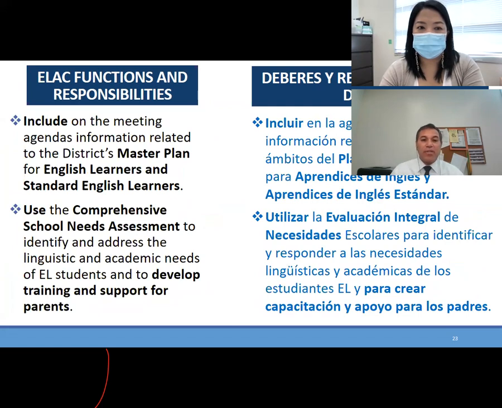On our agenda, we always talk about the master plan. We talk about English learners. We also do at some point a comprehensive needs assessment to make sure that we are meeting the needs of our EL students, and also to develop training and support for parents. Parents are very important in our plans.